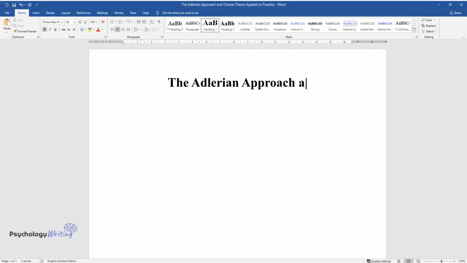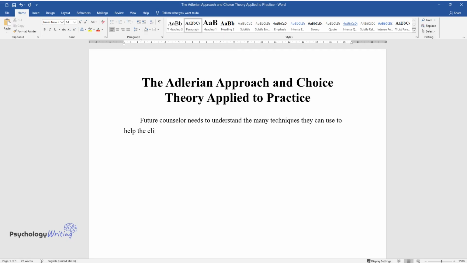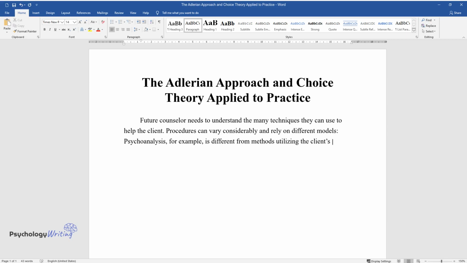The Adlerian approach and choice theory applied to practice. A future counselor needs to understand the many techniques they can use to help the client. Procedures can vary considerably and rely on different models. Psychoanalysis, for example, is different from methods utilizing the client's dynamic.